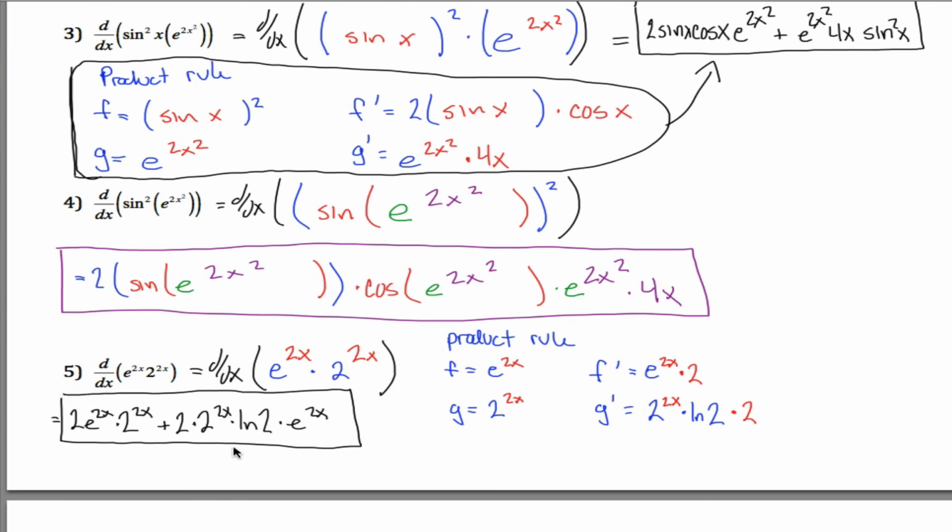Could clean this up a little bit. You can't say 2 times 2 is 4, but you could say this is 2 to the 1 power times 2 to the 2x power, which is 2 raised up to the 2x plus 1 power. You could then combine, well, there's stuff you can do, but I'm not going to bother. I'm going to leave it just like this.